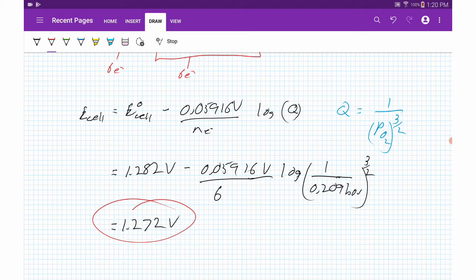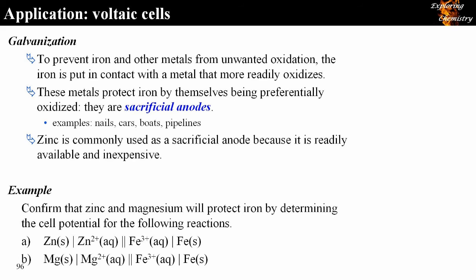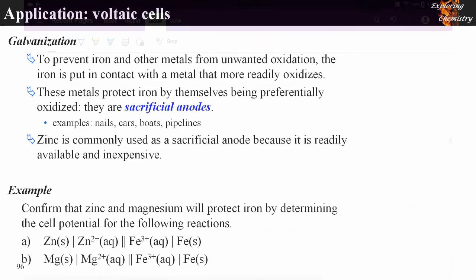All right, so that answers that question correctly. This is the next question we're going to be looking at. And this question simply requires us to determine the cell potential for the following reactions.